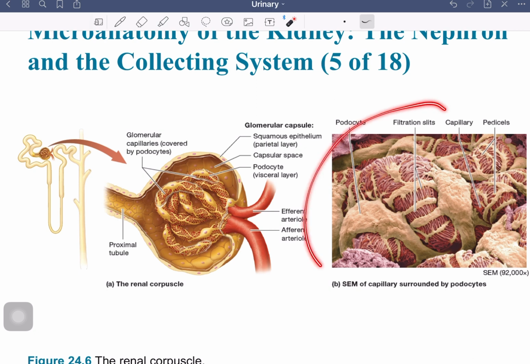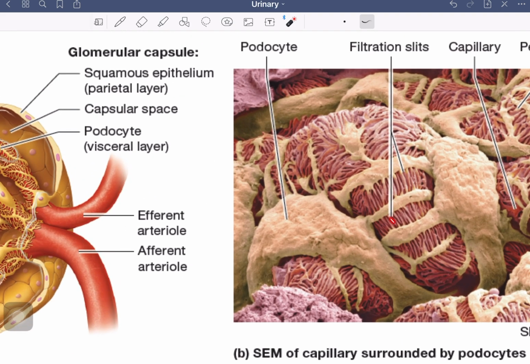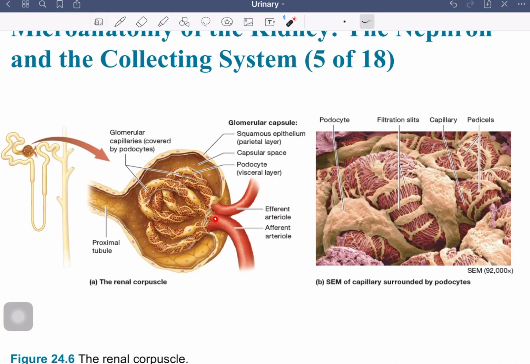And up here we can see a scanning electron micrograph. And you can see these podocytes and how they sort of interdigitate. And we have those little filtration slits that are there. And this is one, not the only factor, but this is one of the factors that controls what's going to stay in the blood here and what can exit the blood. As you can imagine, red blood cells don't exit.